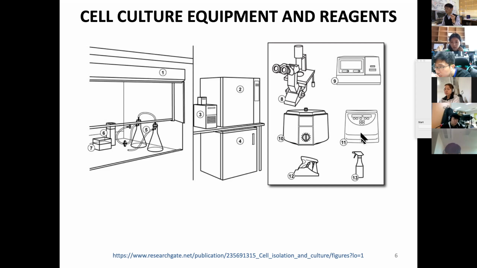It is cooled. You can cool and centrifuge. Okay, and 12 is a pipette maid. Here you attach the pipette tips, and then you can have this pump to wash the cells or split the cells. And 13 is the famous 70% ethanol, which is broadly used to clean before and after.